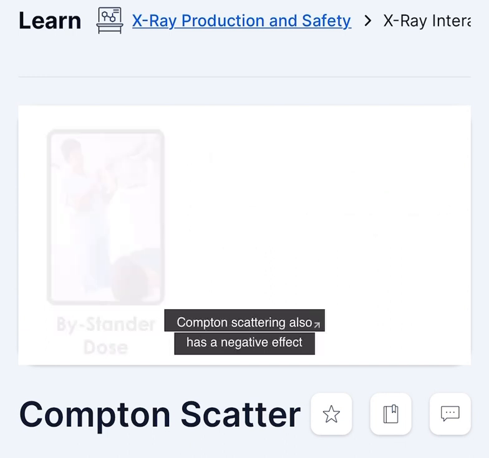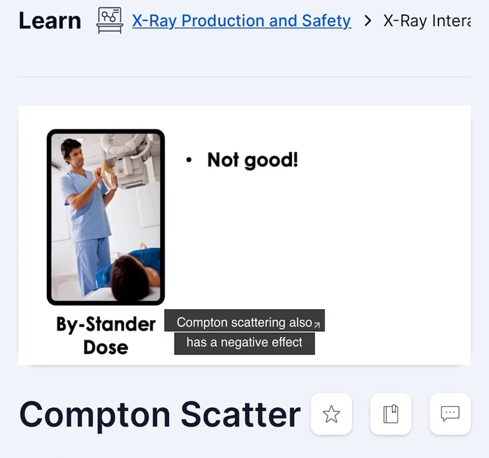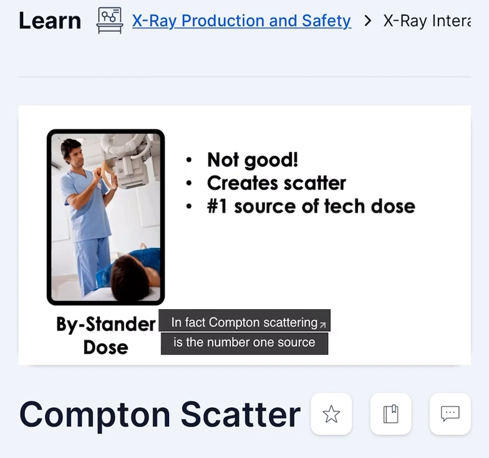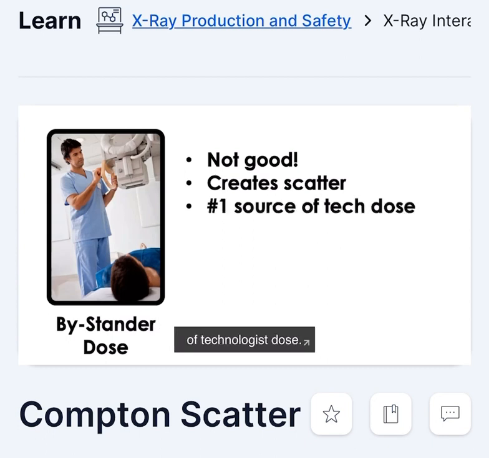Compton scattering also has a negative effect on the bystander dose, such as the radiographer. The reason this happens is because Compton scattering, according to its name, creates scatter. This scatter sometimes strikes the image receptor, but it very easily can strike the radiographer. In fact, Compton scattering is the number one source of technologist dose.